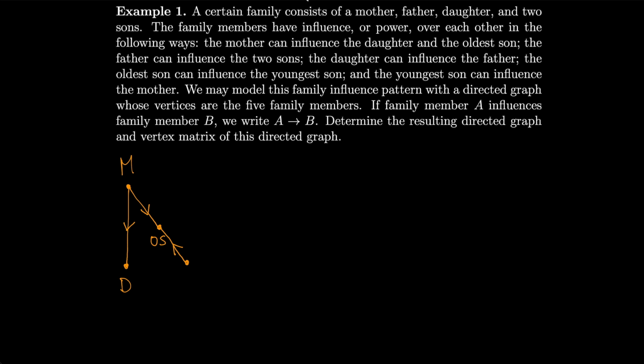So I'll put the father over here, but the mother influences the older son, and the father also does. So I'll put opposite arrows. So this will be father. And the father influences the youngest son. I'll put the youngest son up over here. Doesn't really matter exactly where you put each of these as long as they all line up together properly. And then we have that the daughter can influence the father. So daughter goes to father. And then the oldest son can influence the youngest son. And the youngest son can influence the mother.